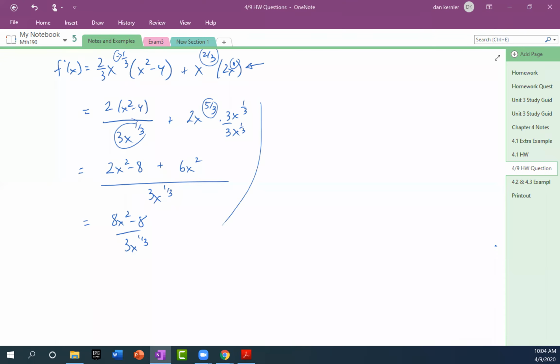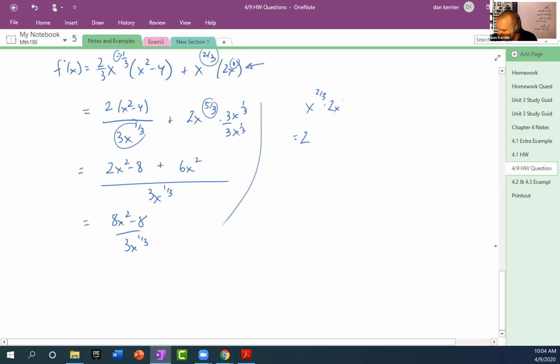I'm still kind of confused how you get the 2x to the 5/3. Yeah, that's so x to the 2/3 times 2x. So that's where the 2 comes from. And then x is really x to the first. And so you're going to add those exponents, 2/3 plus 1.